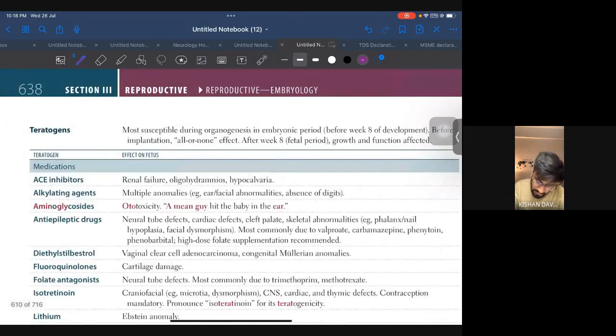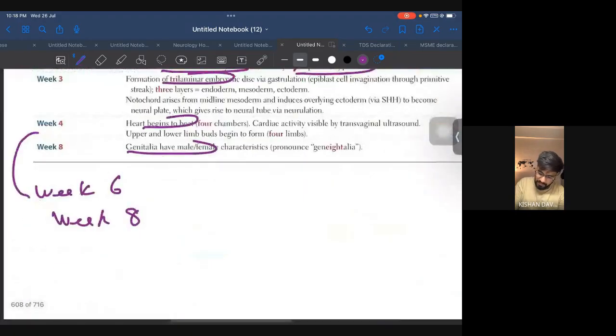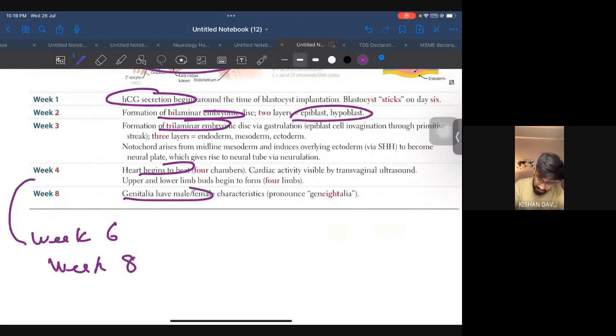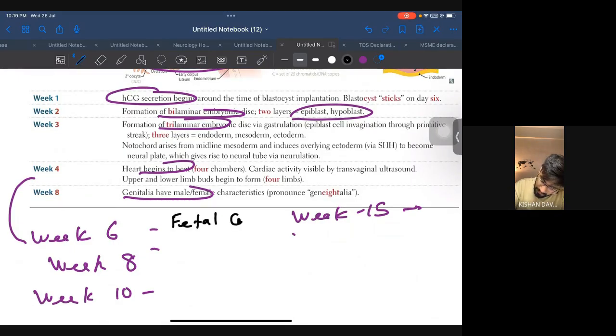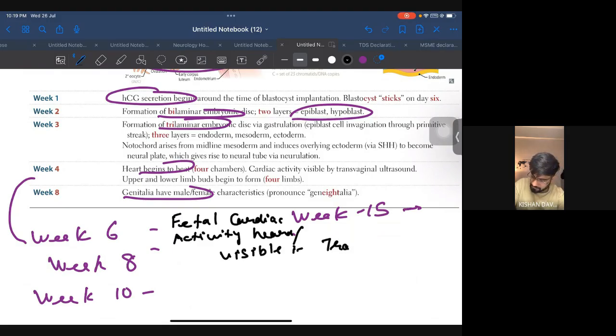Let me see if they have given it anywhere ahead. No, they haven't given it here, so it is in the old edition. So write down a few important points that I want to write. Week 10, week 15. So let's see. What happens in week 6? Fetal cardiac activity heard or visible in transvaginal ultrasound. Okay, week 8, fetal movement starts.